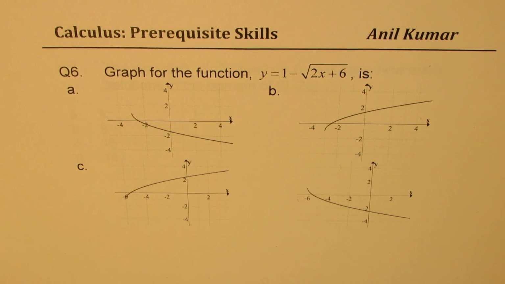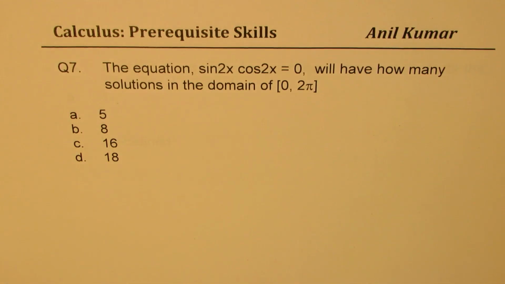Question number 6. The graph of the function y equals 1 minus square root of 2x plus 6 is what? Based on transformations, you need to confirm which is the right graph for the given function. I hope that makes sense, right? So now let's move on to question number 7.